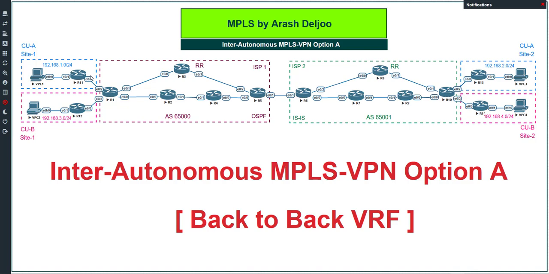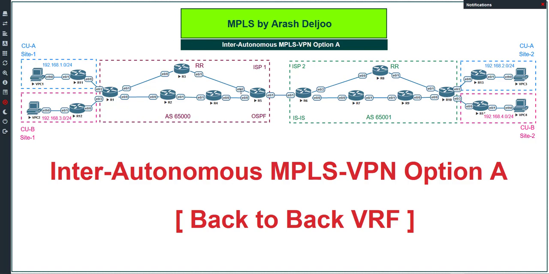Because of that, first we should understand what is the inter-autonomous MPLS VPN, and after that we can talk about the configuration of this feature in different methods. In this video I'm going to talk about option A. Let me start discussing the inter-autonomous MPLS VPN.